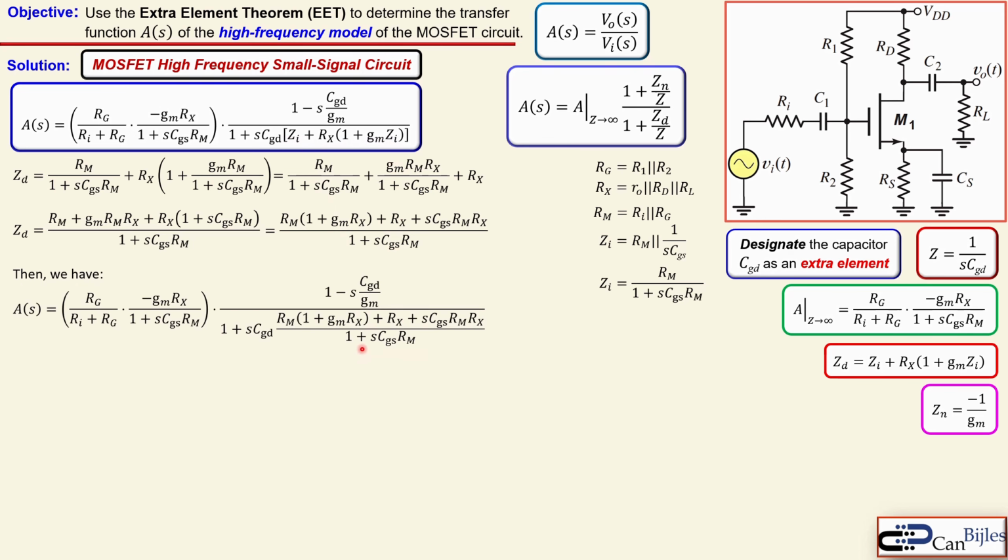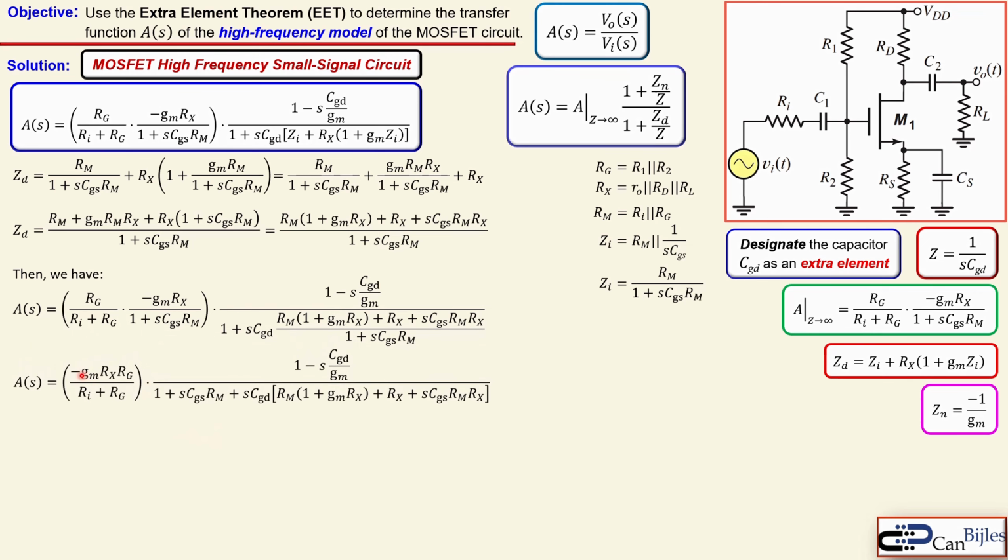You see the big expression now, and now we recognize the following: 1 plus SCGSRM is here, but it's also here. So if I now multiply the numerator of this part and also this part, when I get it here, it will also be cancelled by this part here in the denominator. And this is of course a nice result. That's why I'm not having this one anymore.